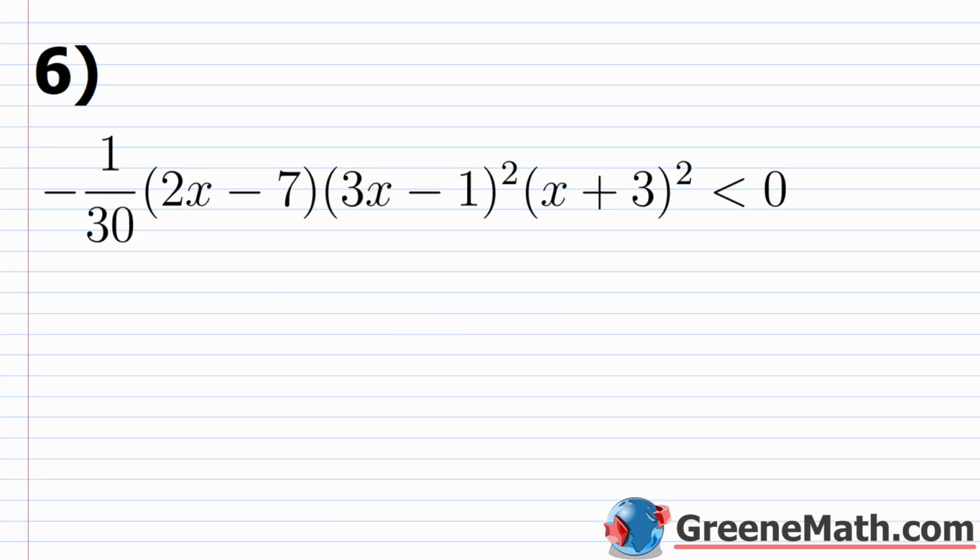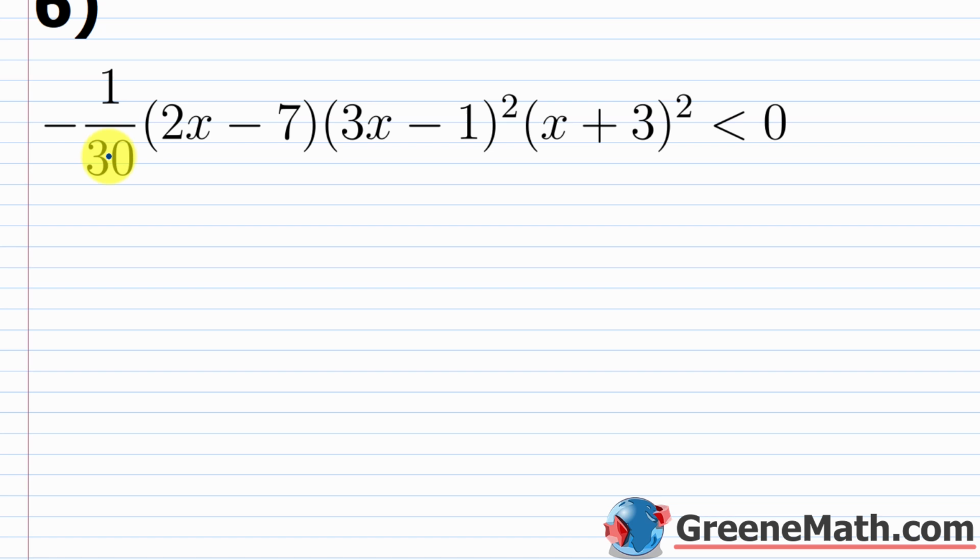All right, let's take a look at problem 6. So we have negative 1 over 30 times the quantity 2x minus 7 times the quantity 3x minus 1 squared times the quantity x plus 3 squared is less than 0. Okay, so we have negative 1 over 30. I'm going to pull out a 2 from this.